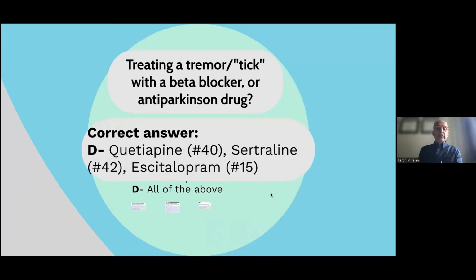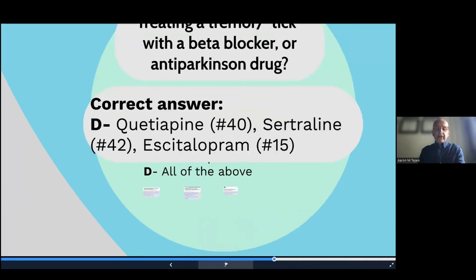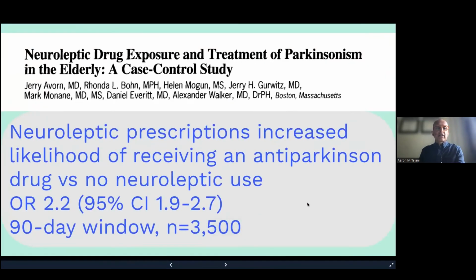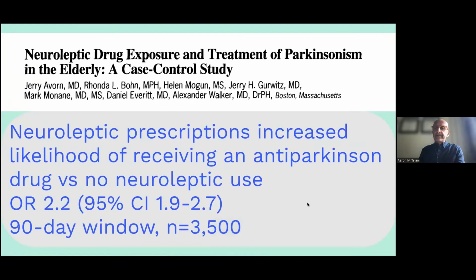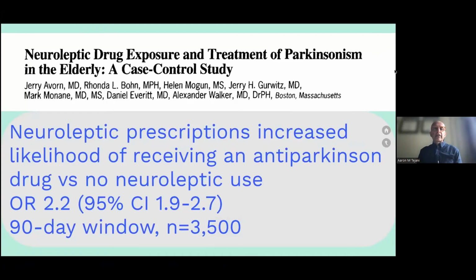Quetiapine is number 40, sertraline is number 42, escitalopram is number 15. I know it's a commonly used drug, but I was surprised that it's number 15. And I'll share with you some information that I found that may suggest that this is true. In this case, this particular paper looked at neuroleptic drug exposure and treatment of Parkinsonism in the elderly. Neuroleptic prescriptions increase the likelihood of receiving an anti-Parkinson drug versus no neuroleptic use, an odds ratio of 2.2.